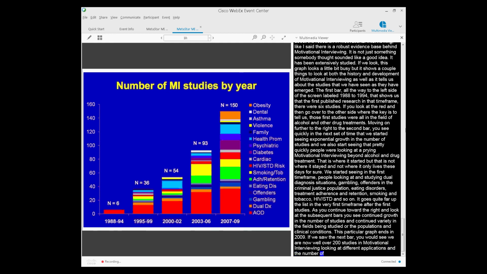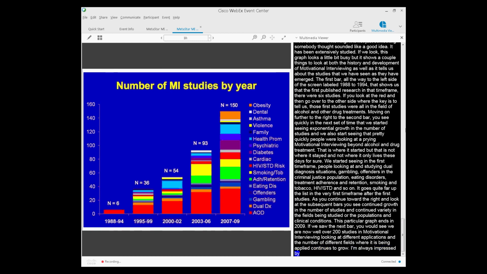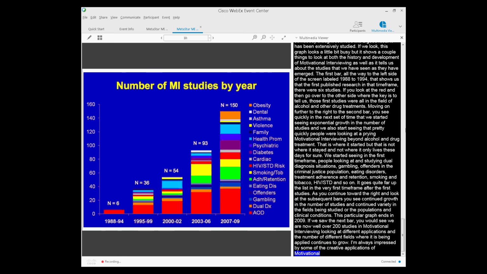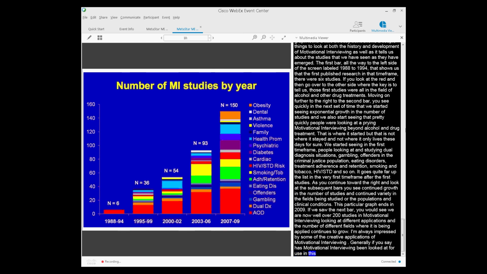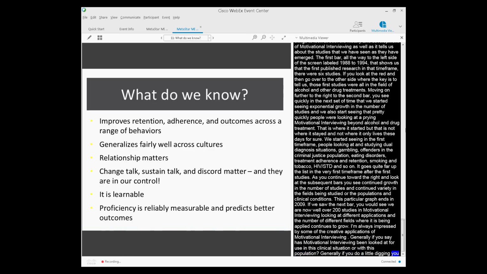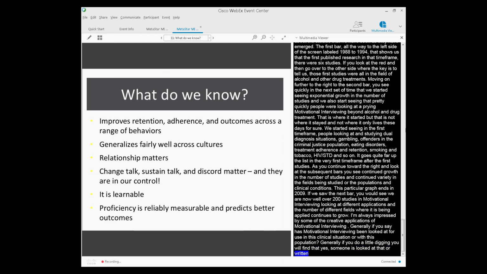I'm always impressed by some of the creative applications of motivational interviewing. Generally, if you ask, has motivational interviewing been looked at for use in this clinical situation or with this population, if you do a little digging, you'll find that yes, someone has looked at that or written about that. So a lot of research has been done.